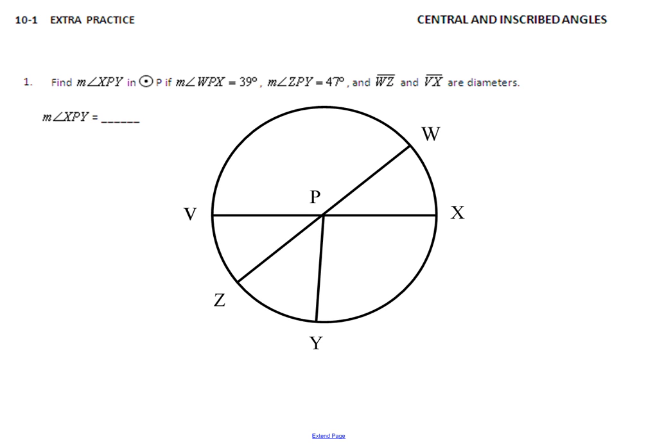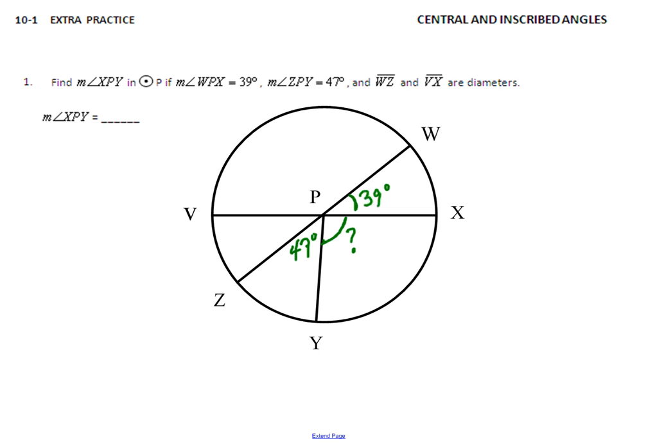All right, geometry benchmark 10.1, central and inscribed angles. It says find the measure of XPY. XPY is right here in circle P. If the measure of angle WPX right here is 39 degrees, and the measure of ZPY down here is 47 degrees.